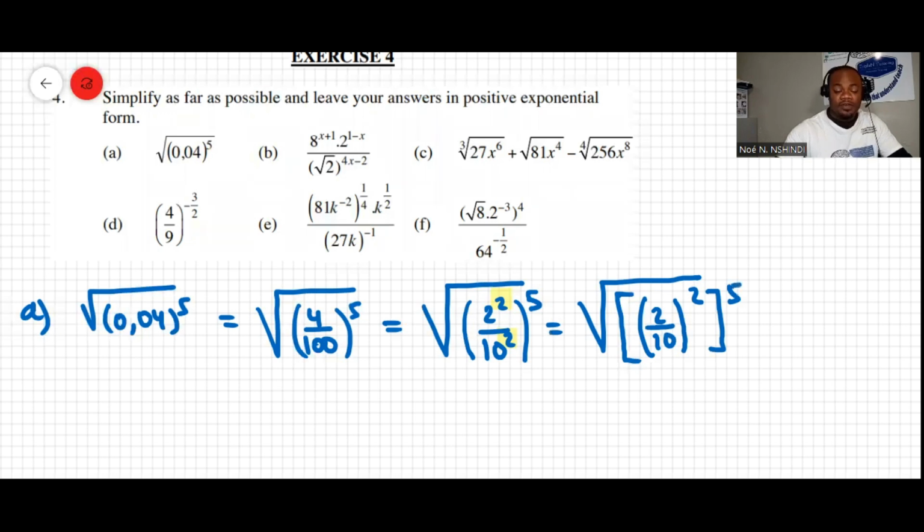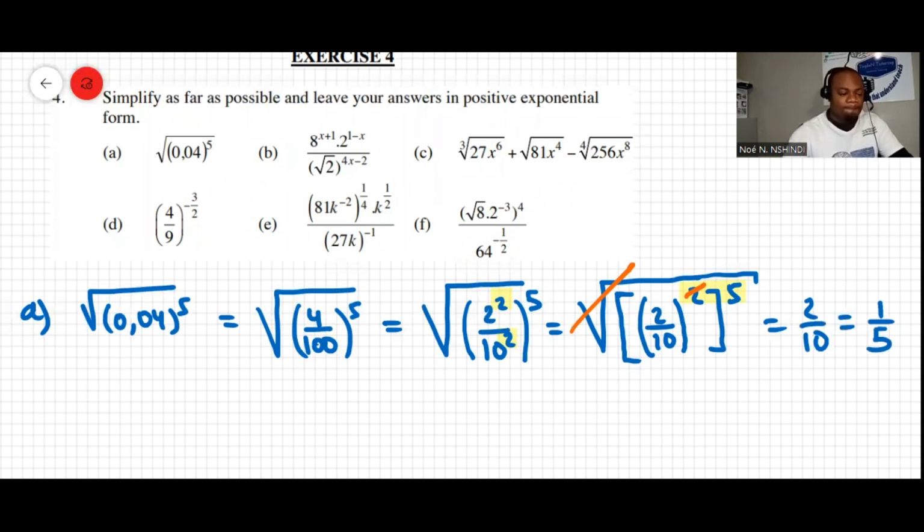Now we can apply our law of exponents here where we can multiply these, and then we could also cancel these, the root and the power of 2, and say the answer will be 2 over 10 to the power of 5. We can do that, yes, we can. We can cancel the power of 2 with the square root, and then this will be just equal to 2 over 10, which is 1 over 5.